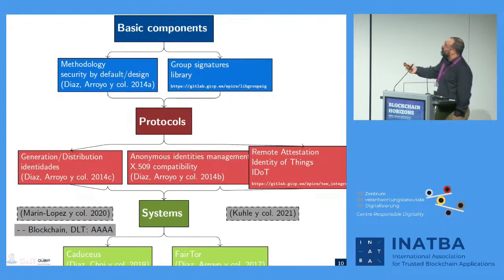This is the summary of all the different technologies we need to use in order to implement the whole architecture. We have the basic components here: how to design a system according to the properties of privacy by design and privacy by default. This is a paper from ourselves in 2014. Also, we have a specific library for group signatures, providing traceability protection and linkability protection in order to have identity univocally identified, by the reiteration.